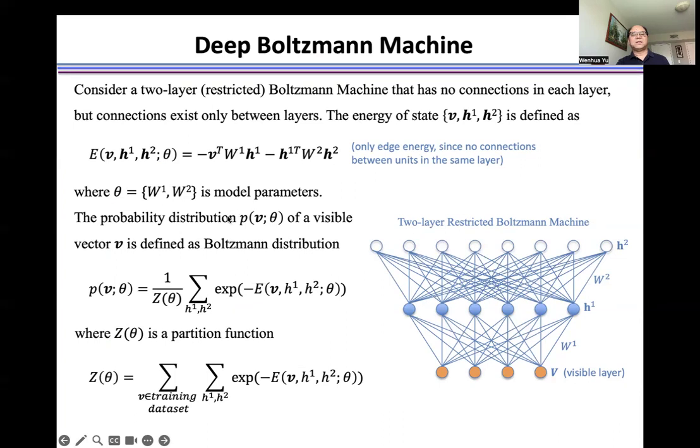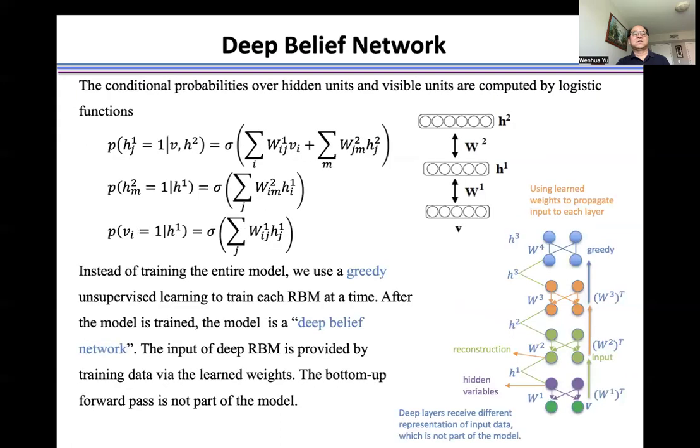The probability distribution of a visible vector V is defined as a Boltzmann distribution, where Z is a partition function. The conditional probabilities over hidden units and visible units are computed by logistic functions. Because H1 is connected to H2 and V, we have two terms as input to the sigmoid function sigma.